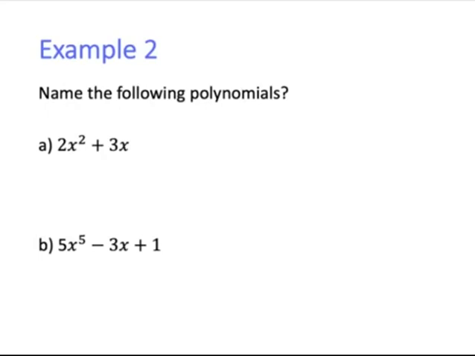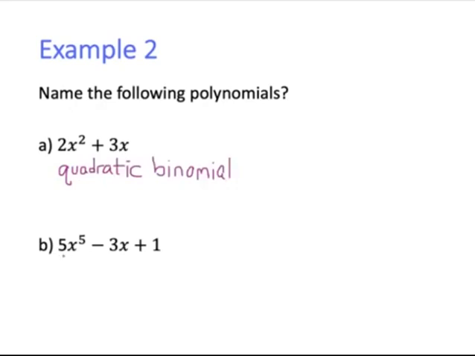So let's look now at example 2. Example 2 asks us to name the polynomials. For part A, we have 2x squared plus 3x. Notice that the degree of the leading term here is 2. So that's the highest degree of our polynomial. So the degree is 2, which means that it is quadratic. And then we have two terms, which means it's a binomial. So this is a quadratic binomial.